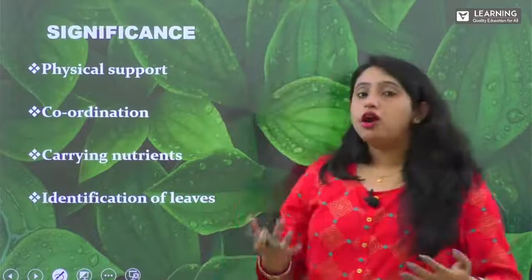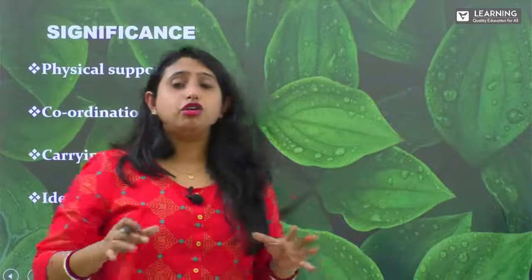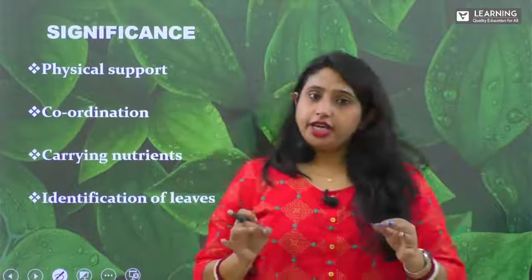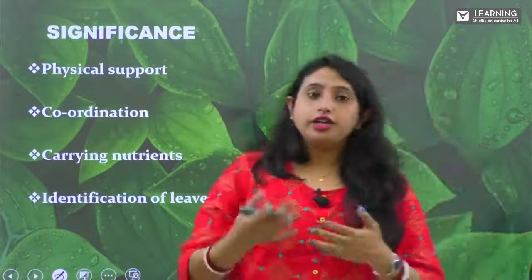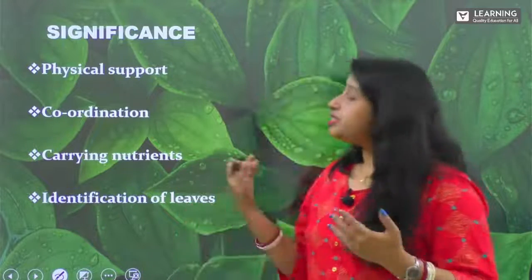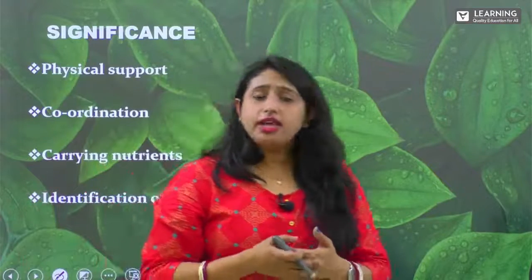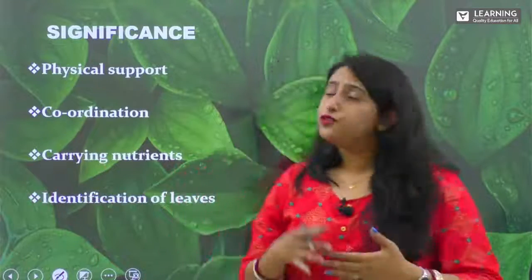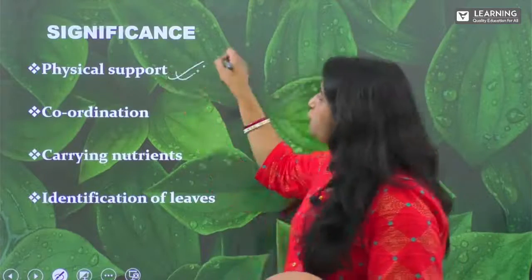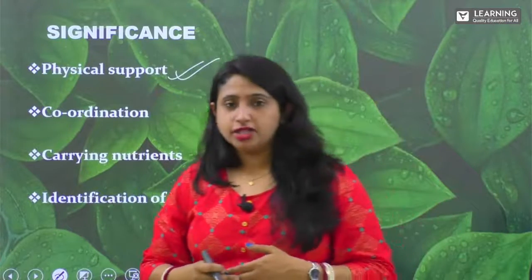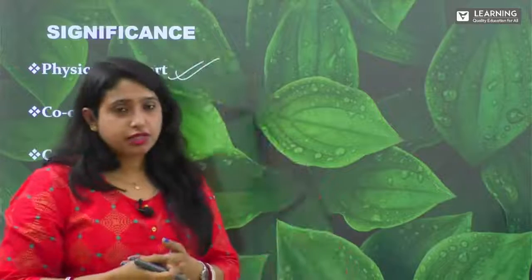So this is all about venation. We have learned about venation and we have seen what the two types of venation are, right? So are you clear with that? And what is the significance of this venation? Is this venation necessary to the plants? Yes. Why are they necessary? What is the significance? First thing is they provide physical support to the plants. Now, what do you mean by this physical support?